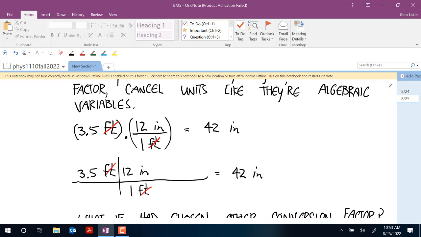And now we want to multiply, since feet is in the numerator, in order to cancel the feet, we need to multiply by something with feet in the denominator. That's the only way we're going to cancel this unwanted unit. Okay, are you with me on that? So that's how we know, looking at it, that we want to multiply by 12 inches over 1 foot.